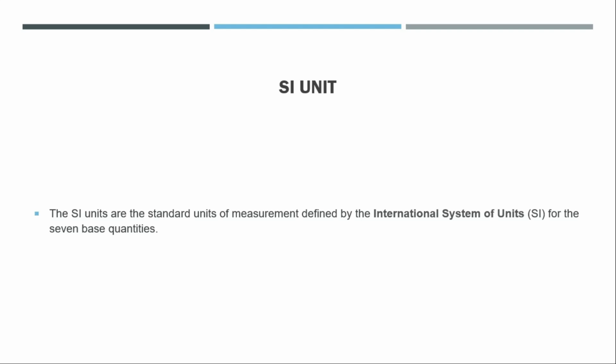The SI units are the standard units of measurement defined by the International System of Units, SI, for 7 base quantities. Now we're going to be looking at those. So let me go over again. The SI units are the standard units of measurement defined by the International System of Units, SI, for 7 base quantities.